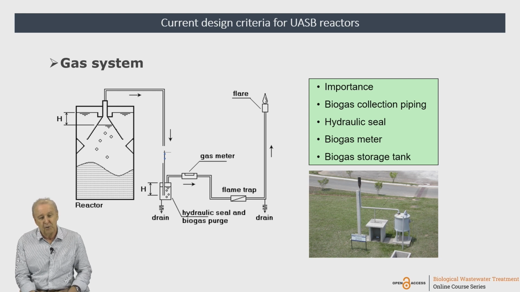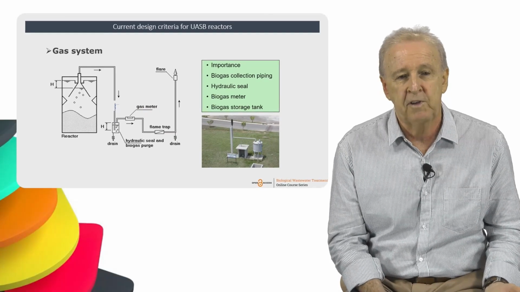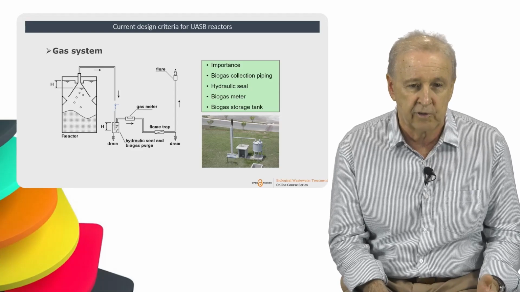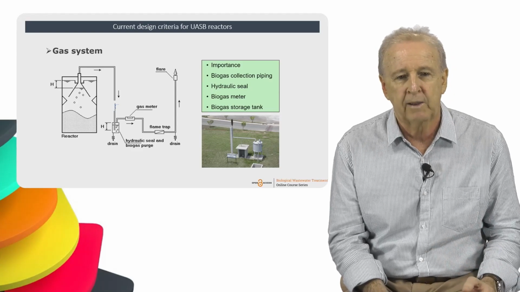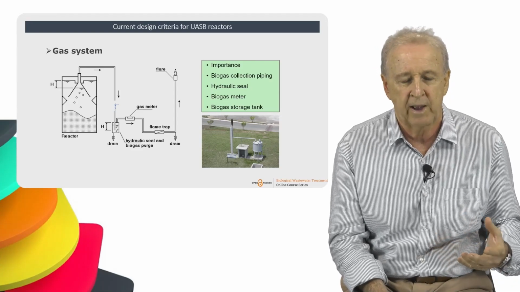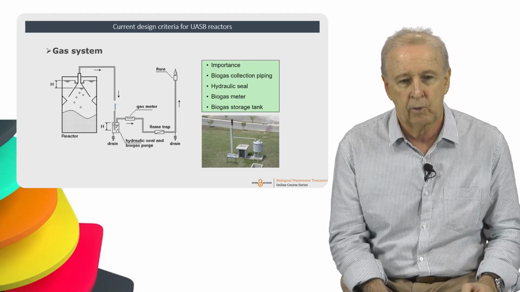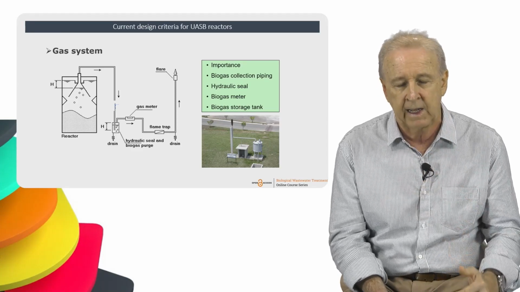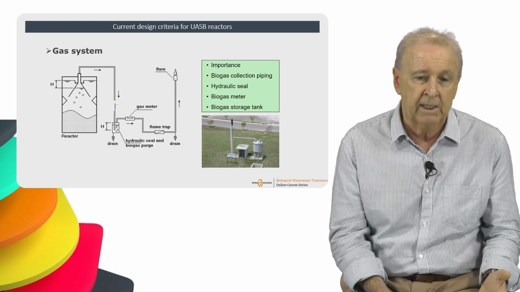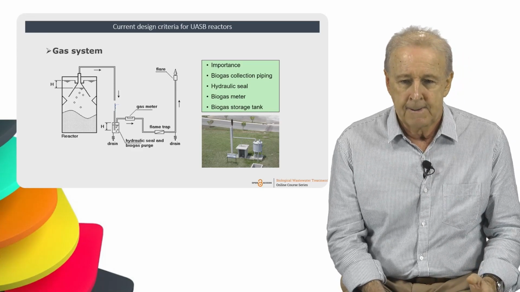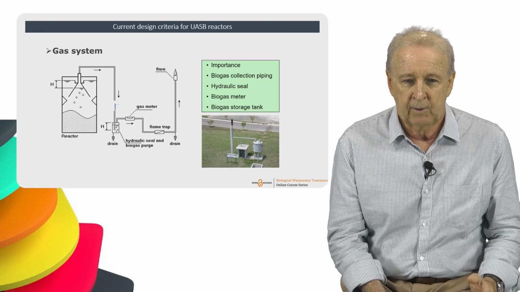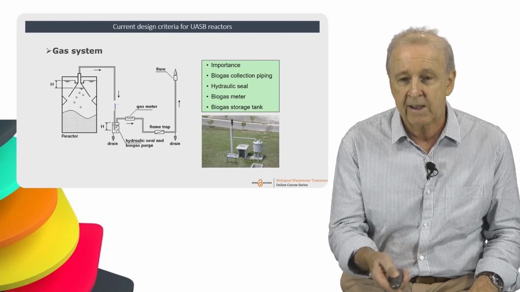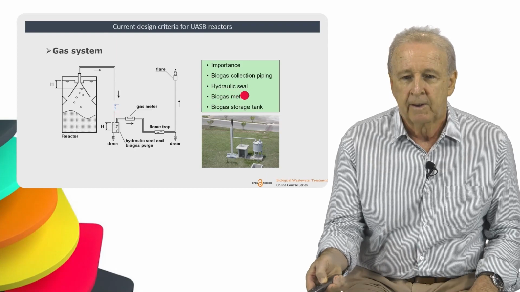Yes, this. For instance, there are some plants that use PVC. PVC, although it is used sometimes, is not recommended because this material has some porosity, so it is not considered in the guidelines in many countries. What else here? Oh, about biogas meters.